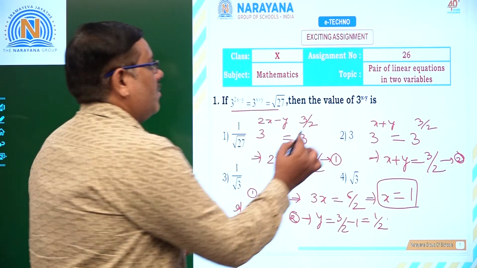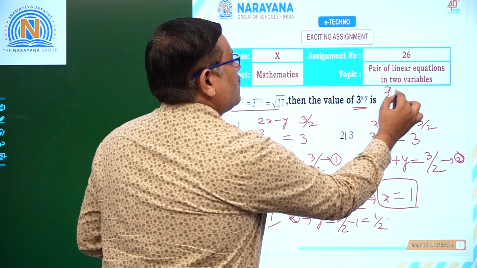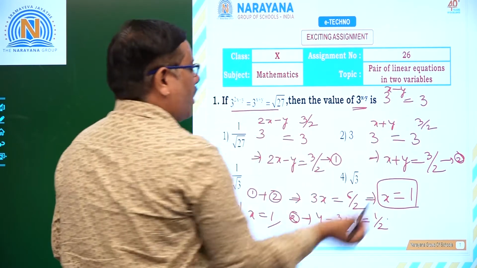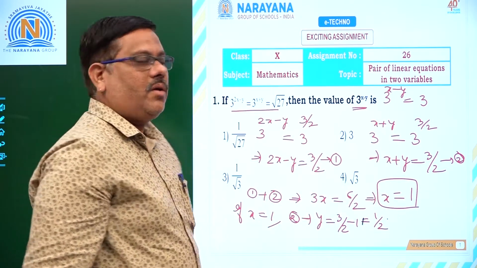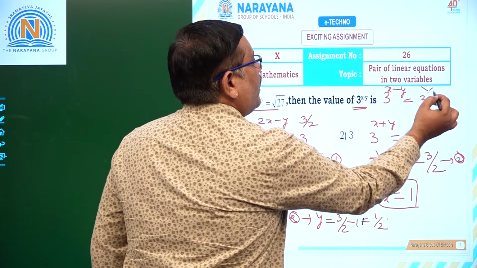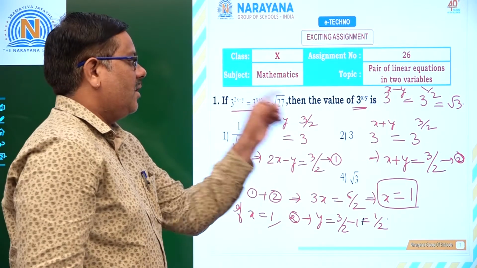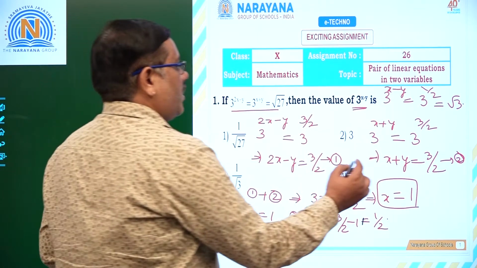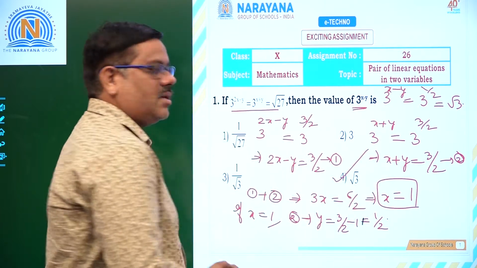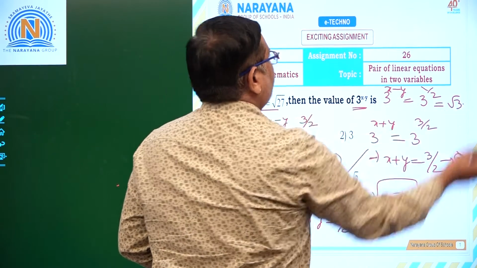What do you need now? 3 power x minus y. So 3 power x minus y is otherwise 3 to the power of x is 1, y is 1 by 2, 1 minus 1 by 2. What is 1 minus 1 by 2 for us? 1 by 2 itself. Otherwise we can write it as root 3. So the value of 3 power x minus y is how much for us? Root 3. Root 3 is nothing but fourth option for us. That is the right answer. Okay, let us see the next question.